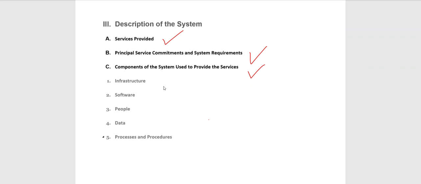That's where you really define the specifics of your scope, including the infrastructure that supports it, software, people that operate it, data, processes, and procedures. In a future video, we'll look at how you can further define report scope via the SOC 2 categories that you choose to include or not.